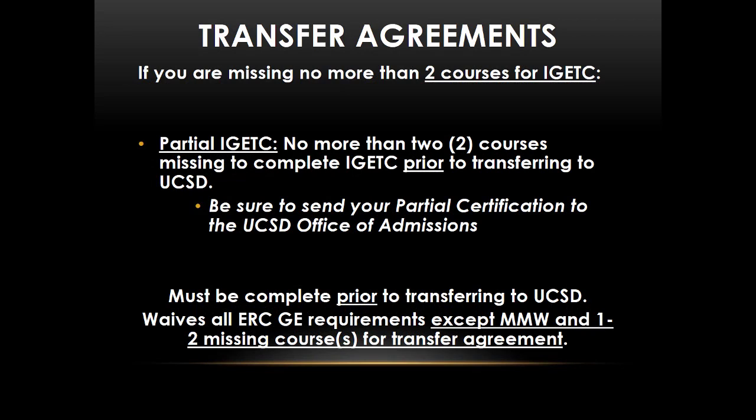If you chose to follow IGETC but did not complete all the requirements, you may be partial IGETC certified. To be partial IGETC, you cannot be deficient more than 2 courses of IGETC requirements prior to transferring. Make sure that you request to have your partial IGETC certification sent from your community college to UC San Diego admissions. As a partial IGETC student, you will be required to take MMW 121 and 122 and your missing IGETC requirements to complete ERC-GE requirements.